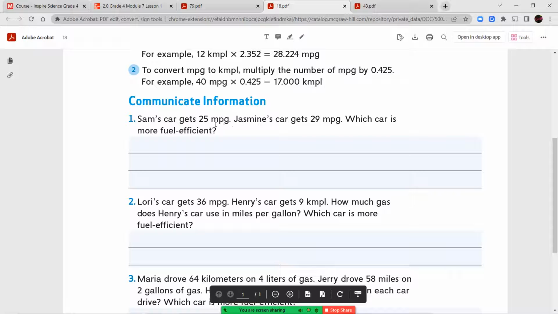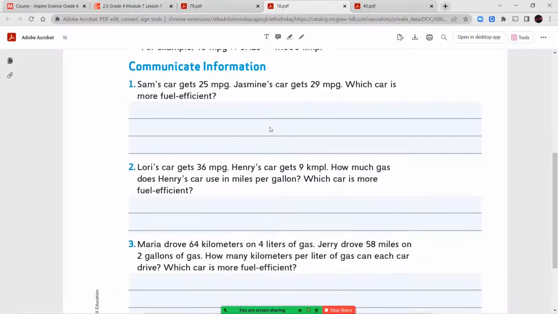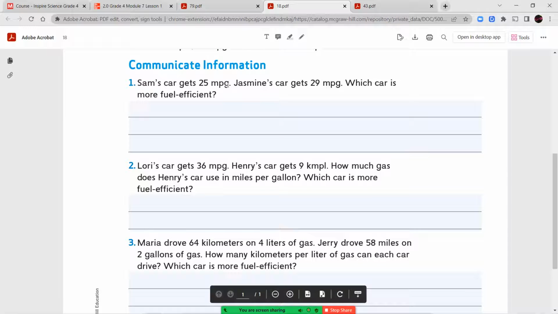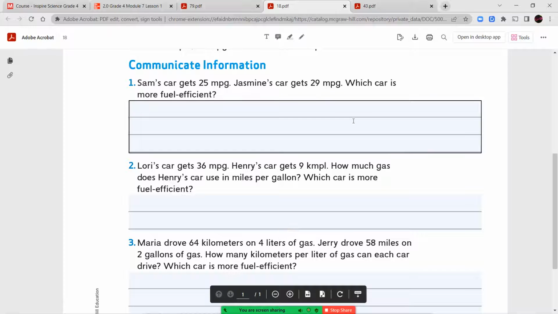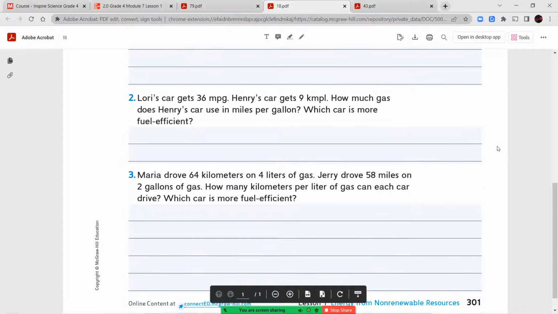That means on 1 gallon of gas, Sam can go 25 miles, but on 1 gallon of gas, Jasmine can go 29 miles. So think about that. Which one is using less gas to go a farther distance? Right now they're showing you for 1 gallon how much they can each go. So which one can go farther on that 1 gallon of gas?